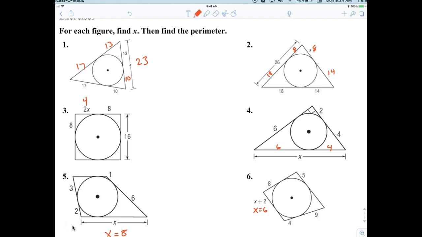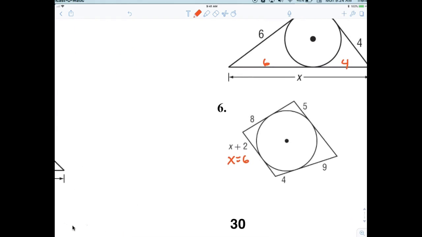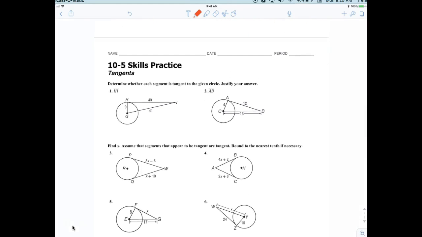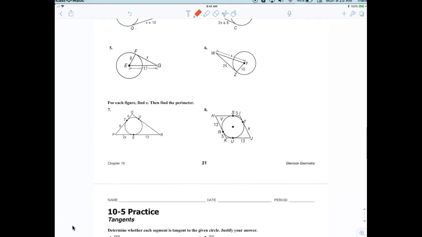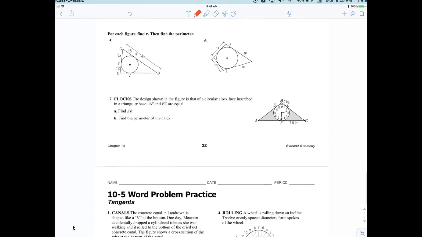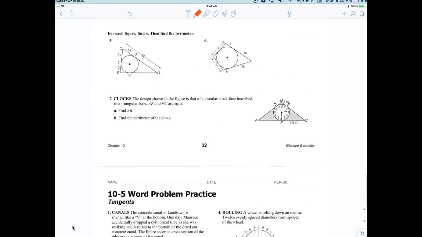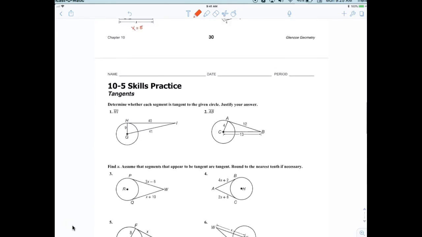So that makes it much more difficult. You just have to add. Alright, move forward. Let me see if there's anything difficult. No, nothing is difficult.